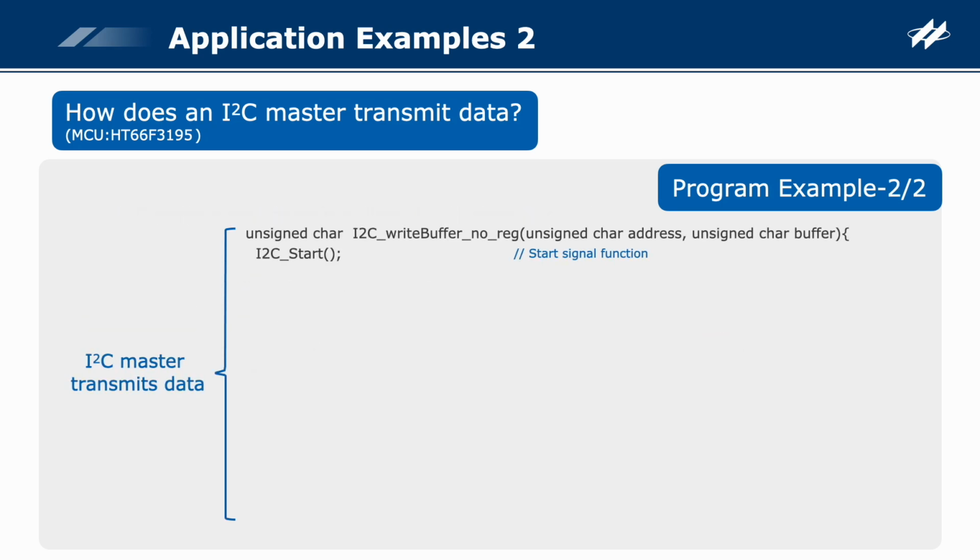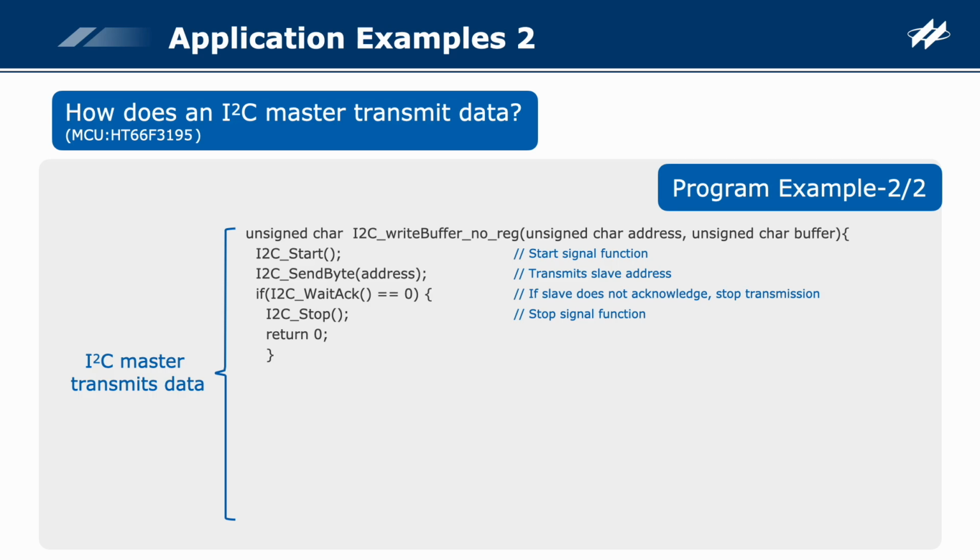Next, the master transmits a start signal. Then it transmits the slave address and waits for the slave to acknowledge. If the slave does not acknowledge, the master transmits a stop signal to terminate the communication and returns the communication result. If the slave acknowledges, the master continues to transmit data.